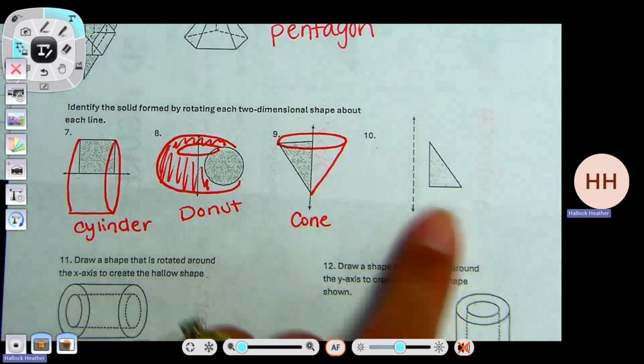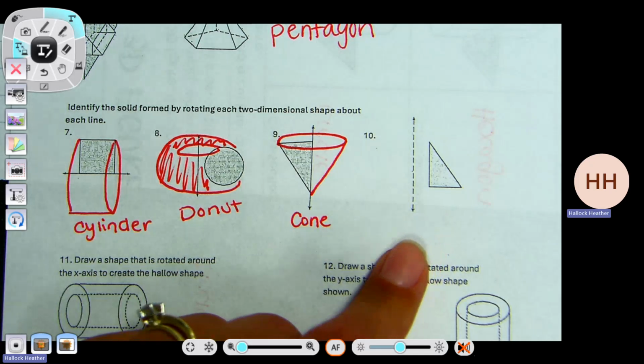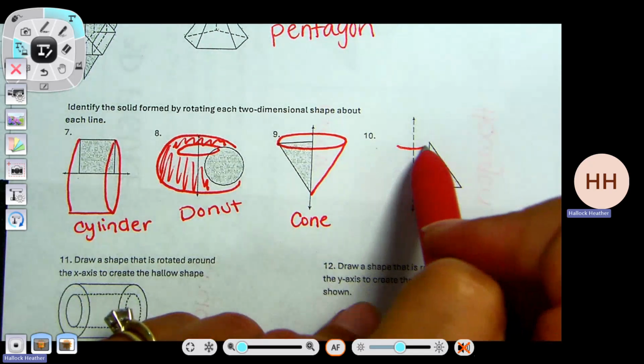So let's talk about the last one. This is not like a geometry shape, it's like a real life shape. Their first, second, and third periods have all come up with different things to call it, and all of them are correct. So what real life shape, if I spin this, would it be? A volcano. That's what third period said.